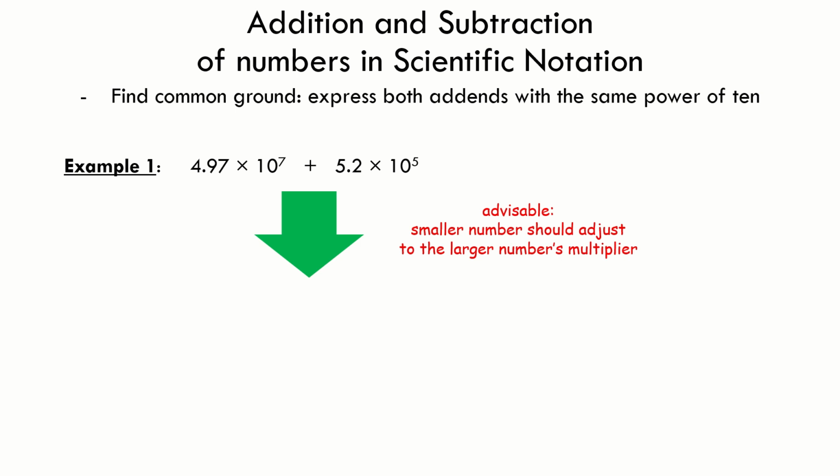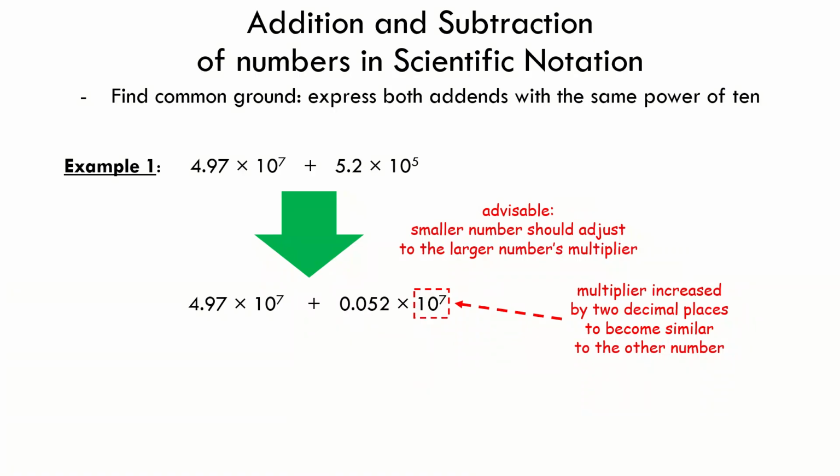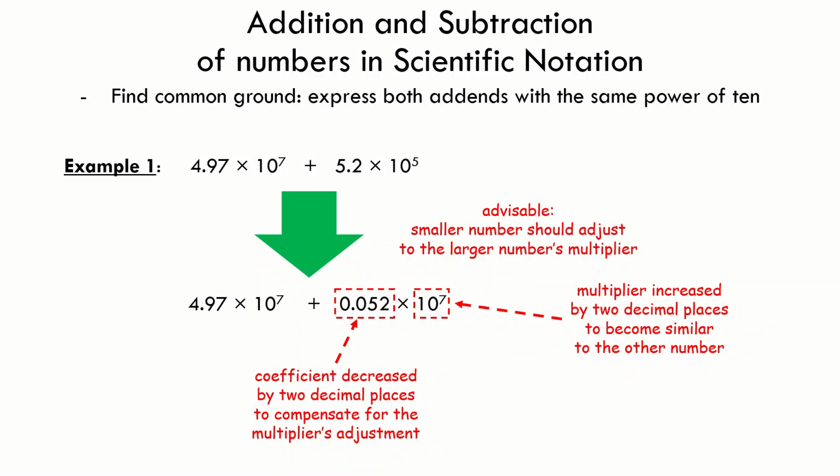Yung unang number, yung 4.97 times 10 to the 7th, isusulat lang din natin siya as is. Pero yung pangalawang number, isusulat natin as 0.052 times 10 to the 7th. Bakit ganito? Well, una sa lahat, dapat mapantayan ng ating bagong multiplier yung multiplier ng number sa kabila, 10 to the 7th din. Kaya pinalaki natin yung 10 to the 5th to 10 to the 7th. Pero dahil nga pinalaki natin ang ating multiplier by 2 decimal places, kailangan natin mabawi yun sa ating coefficient para mapanatili natin yung value ng number.